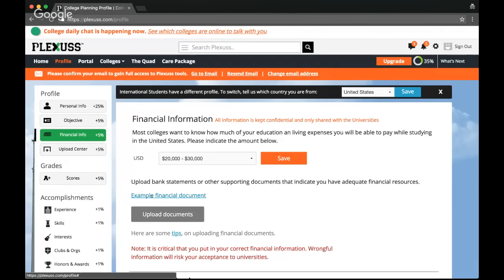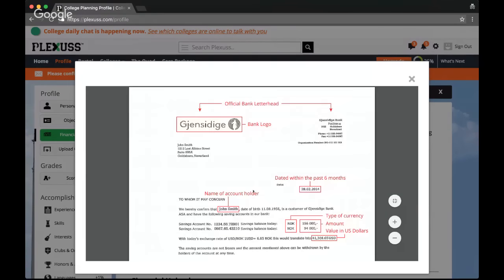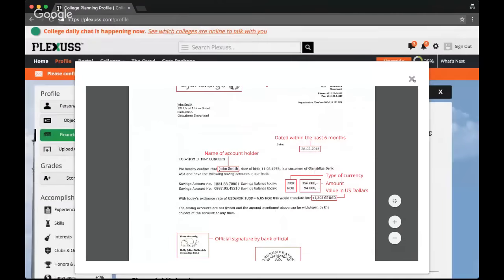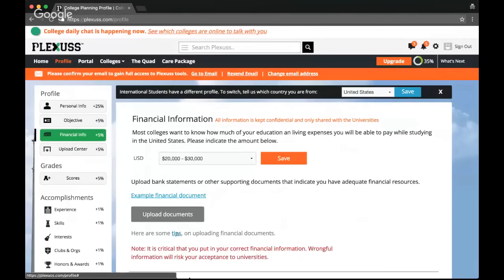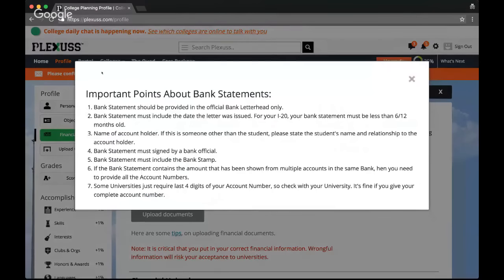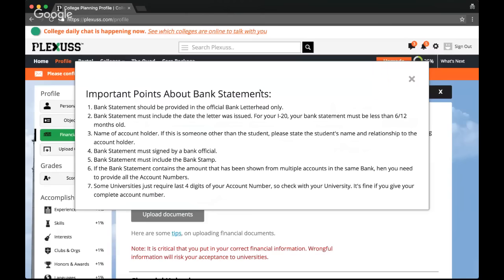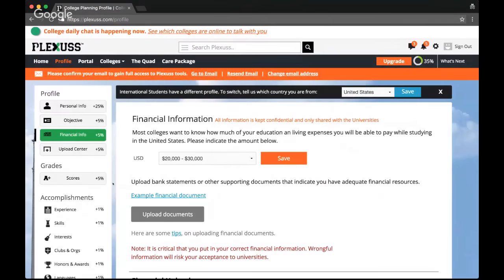Here, you can click here to see an example of what a financial document is going to look like. You do want to get this from your bank and make sure to upload this on Plexuss. There's also tips for seeing exactly what you need to upload this document. So if you click on this tips link here, it'll show you some important points about the bank statements that you need to upload. So I highly recommend uploading a bank statement if you do take your Plexuss account seriously and do want to be taken seriously by schools as well in the system. So taking your time and making sure to add as much information as possible is really going to make you a strong candidate on Plexuss.